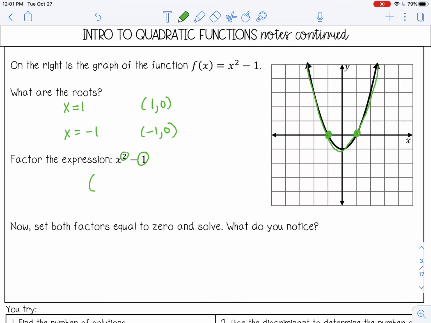So when I factor, remember you open 2 parentheses. You put the square root of the first term in the first part of the parentheses. So the square root of x squared is just x. And then remember, it's always plus and minus. And then you put the square root of the second term, which is just 1. So that is that expression factored. And I just got this expression from here. This is the expression that represents this function.